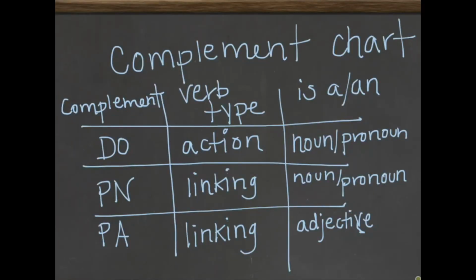There are three types of complements that we're looking at today. Keep in mind, there's also an indirect object, but we're not talking about that today in our chart. For our DO, direct object, the verb type is action, it follows an action verb, and it functions as a noun or a pronoun. To have a predicate nominative, it follows a linking verb, and it functions as a noun or a pronoun. It can also be a predicate adjective, a PA. This also follows a linking verb, but it functions as an adjective. Hopefully that'll help us to make our decision as we look for complements in this sentence.